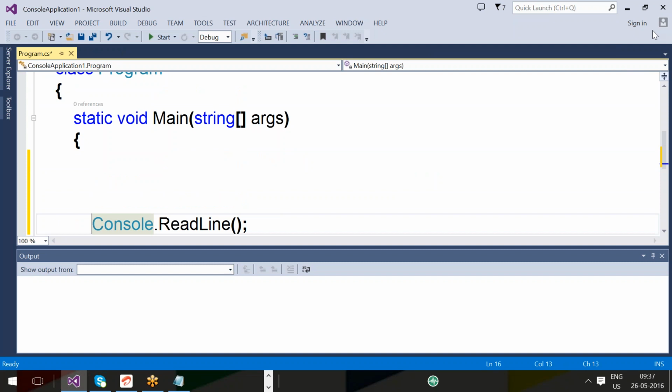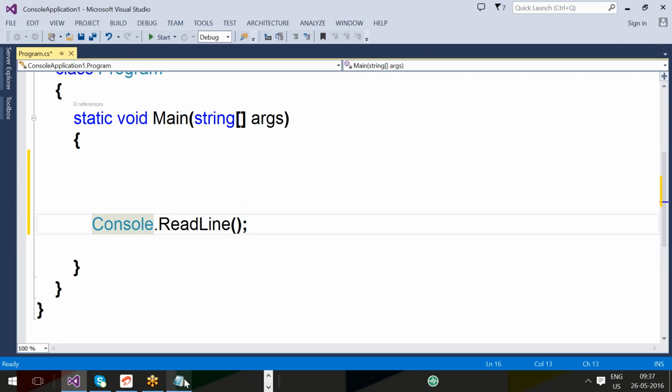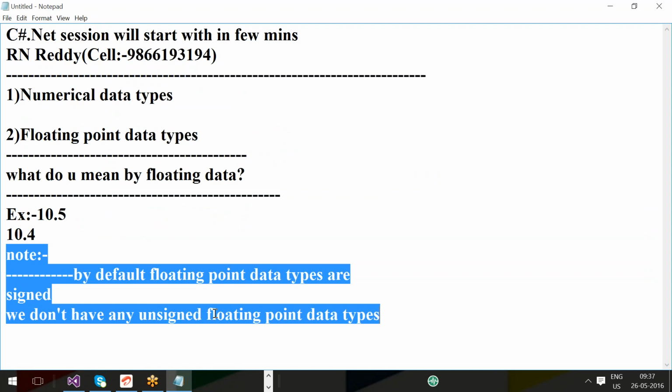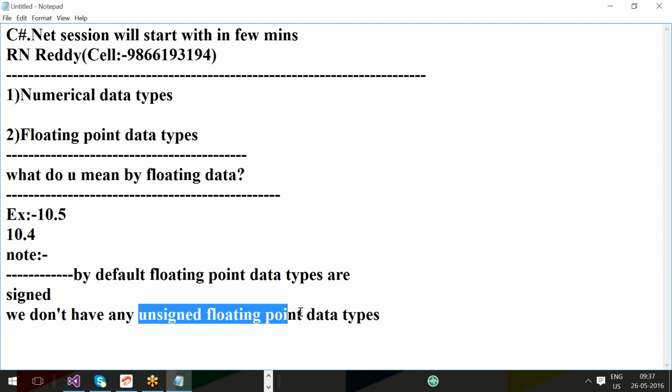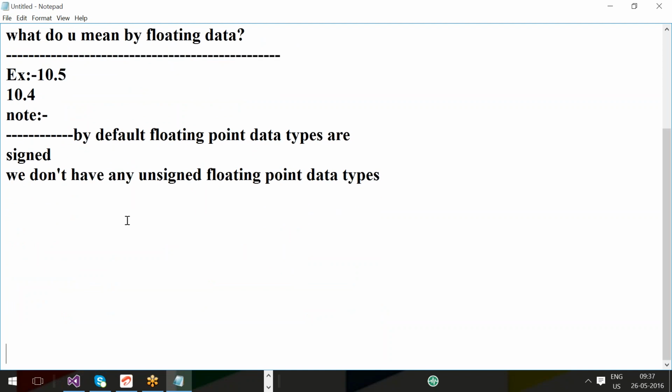By default, floating point data types are signed. Means there are no unsigned floating point data types. Signed means which can contain both positive and negative values. Unsigned means which will contain only positive values.